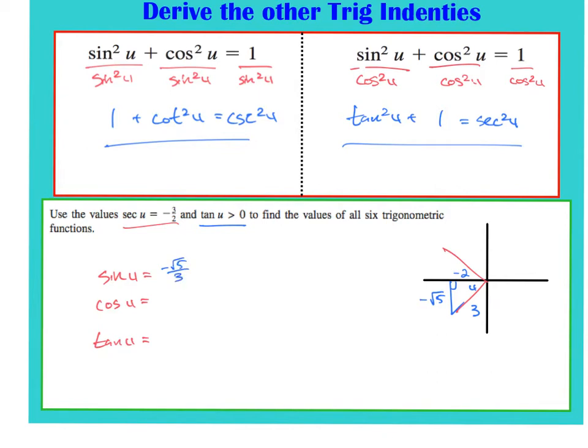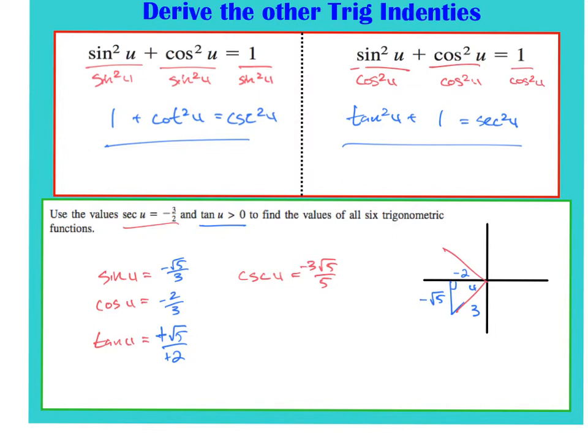All right. And then what's my cosine? Negative 2 over 3. And then what's my tangent? Negative square root 5 over negative 2. However, what happens? My negatives cancel, so now we're positive. All right. And then, who's sine's buddy? Cosecant. What's cosecant? All right, so we got 3 square root 5 over 5. However, it's not 3 square root 5 over 5. It's actually negative.